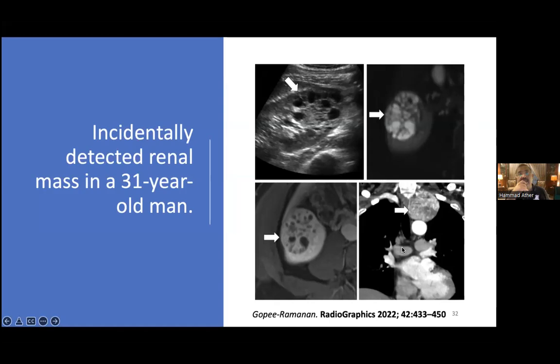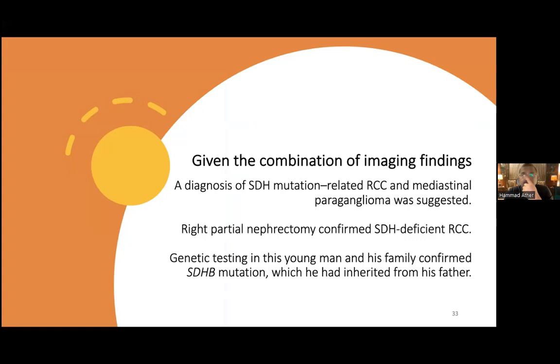The CT scan in this gentleman indicated a big lesion in the mediastinum, and all these things together give you the diagnosis of succinate dehydrogenase mutation related RCC. So you have a paraganglioma in the mediastinum. You have multiple RCCs within the kidney. And genetic testing confirmed that this is a succinate dehydrogenase mutation that he inherited from his father.